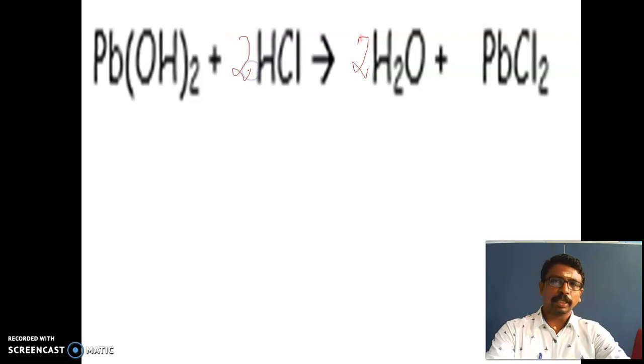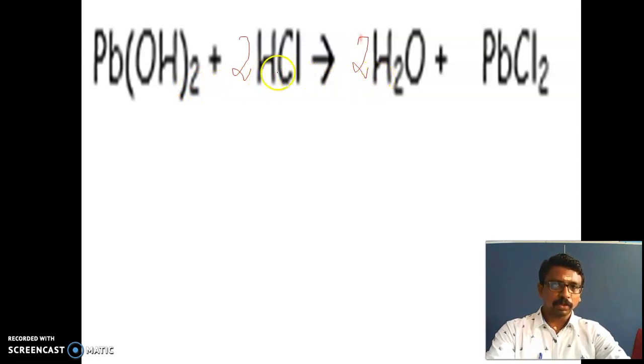If we put 2 here, the hydrogen in Pb(OH)2 contains 2 atoms, and here also 2 molecules of HCl, so the hydrogen's number of atoms is 2, and chlorine also has 2 atoms. So totally in the reactant, how many hydrogens are present? Here 2, and here also 2, that is 2 plus 2, 4. In the product, 2 molecules of water H2O, so the hydrogen contains 4 atoms. Now the hydrogen is balanced.